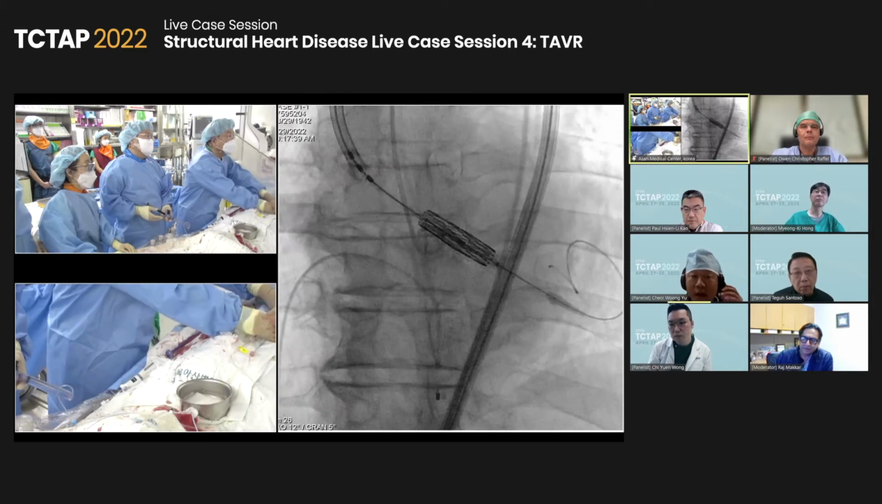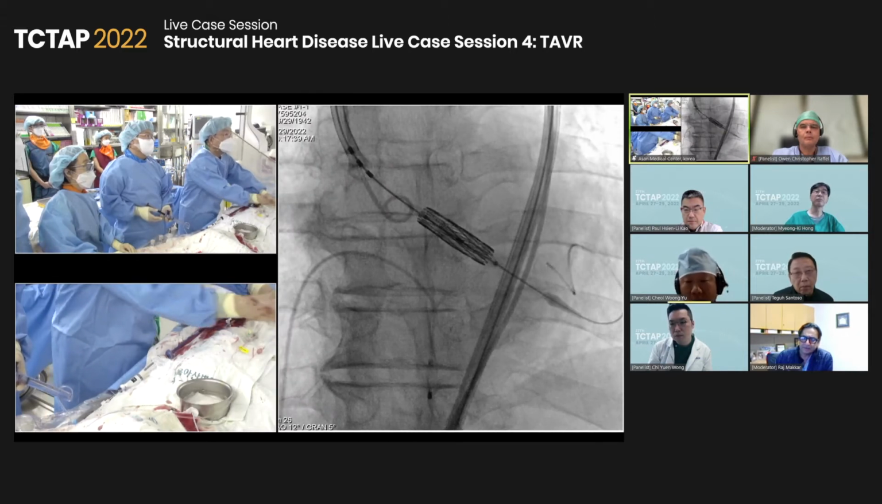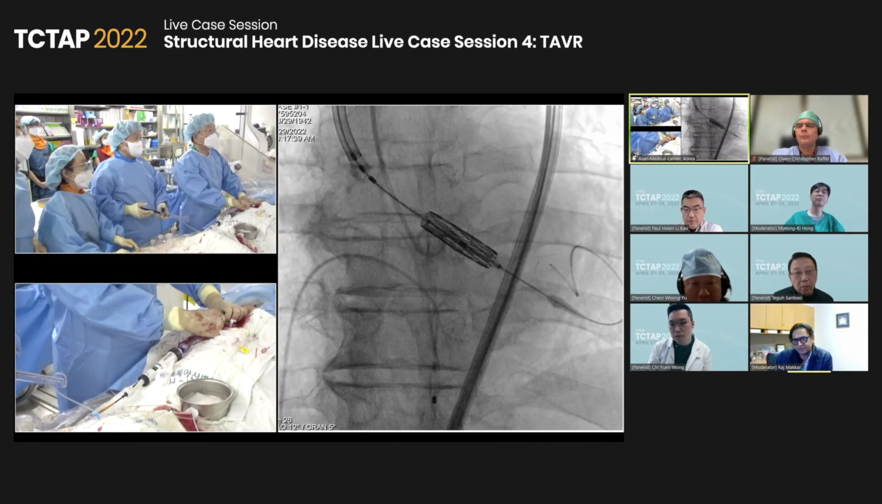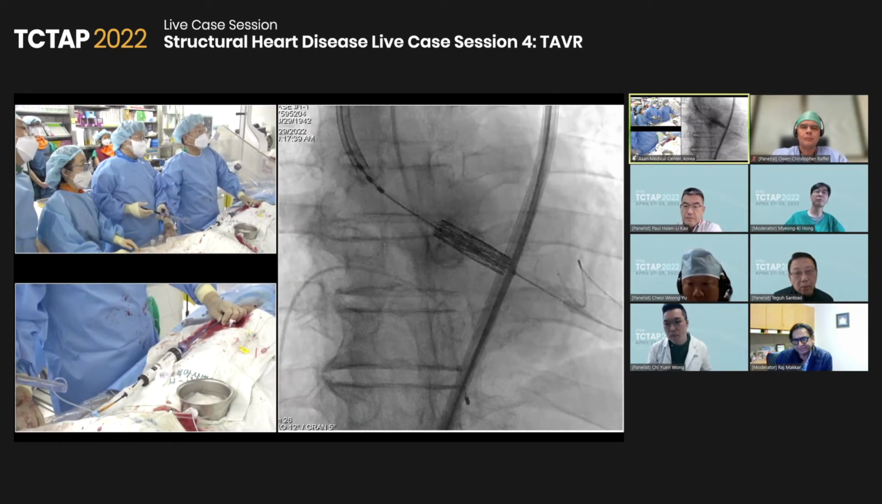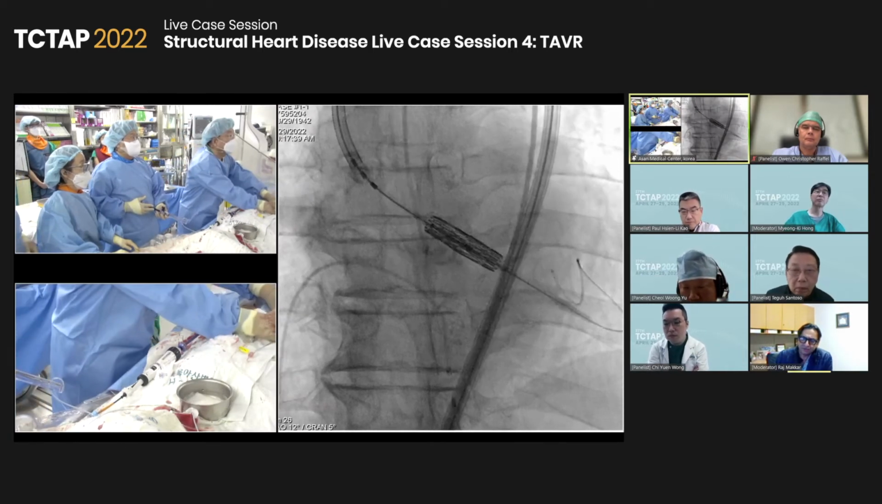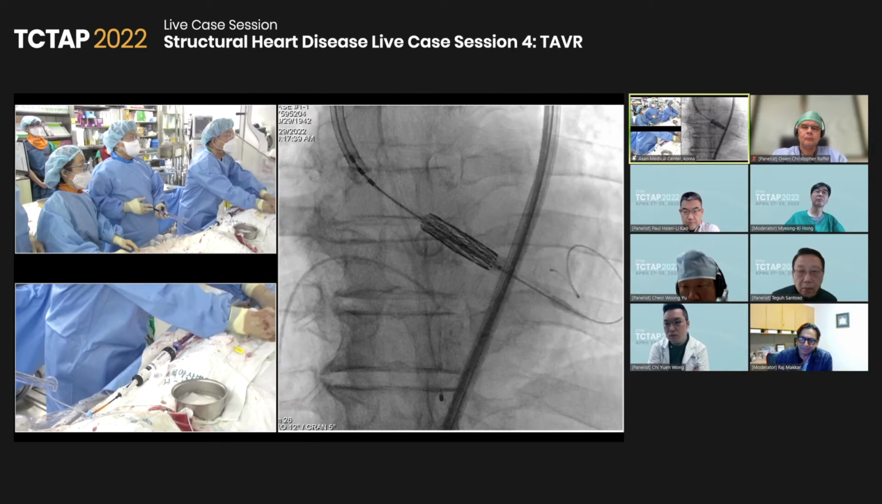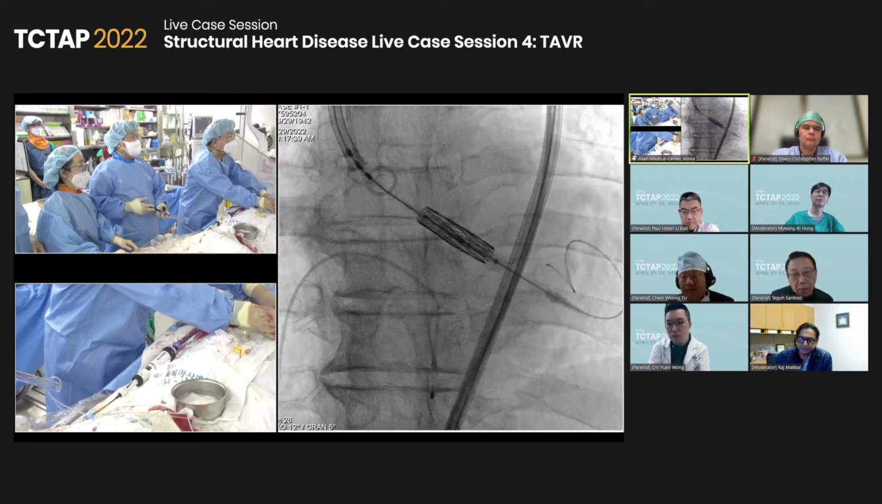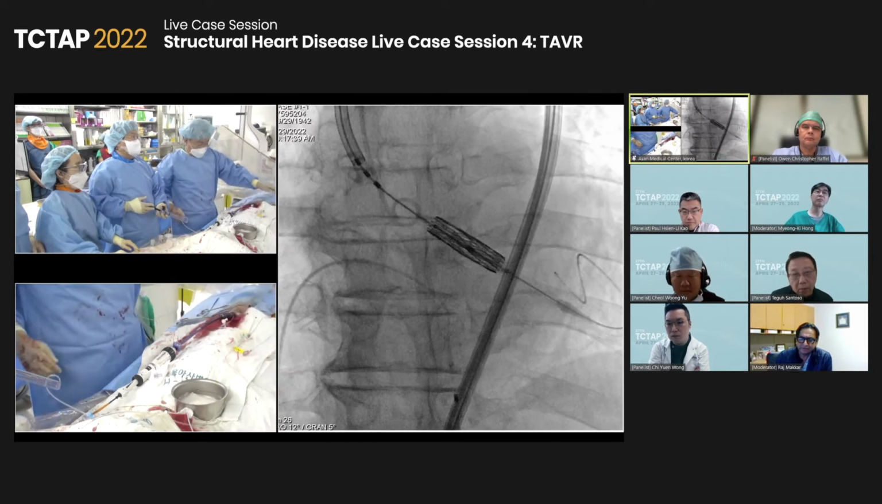I think that the pigtail is a little bit cranial. This is the deployment angle. This is the coaxial view. Are you planning to come back up a little bit higher, or are you planning to stay there? Oh no, it's okay. I think it's okay.